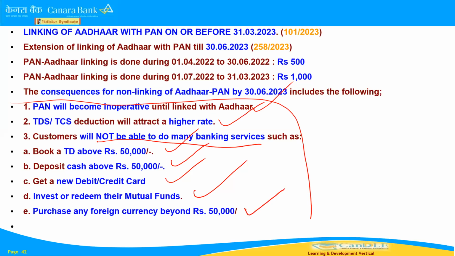These are things a customer who has not linked PAN and Aadhaar cannot do. The amounts are the same, sir. All are 50,000 only. No need to remember: if you are asking term deposit, cash, foreign currency, it is 50,000. The remaining you will remember: debit card not issued, no mutual fund, TDS at a higher rate, and PAN will become inoperative. These are the consequences if a customer or yourself has not linked Aadhaar with your PAN card.